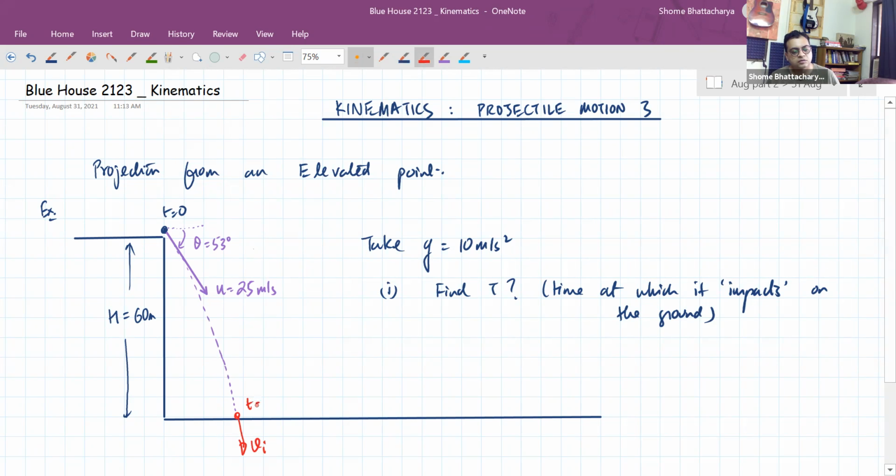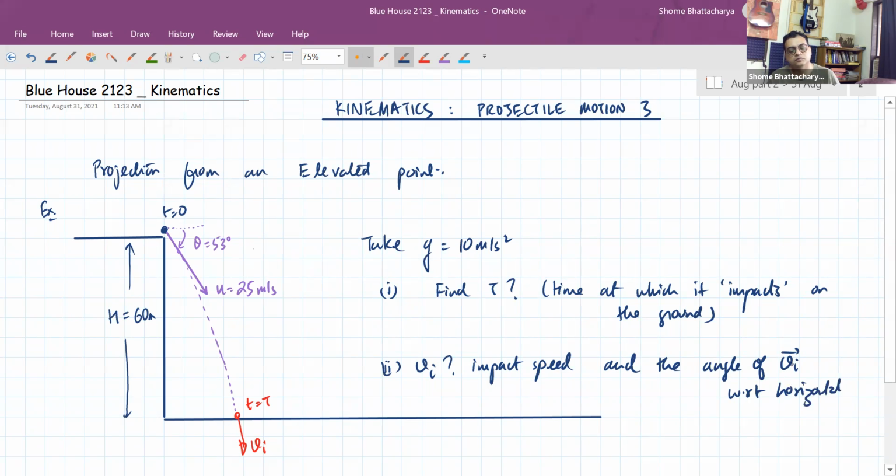That time is over here. You want to find the impact speed, okay, and the angle of the impact velocity with respect to the horizontal. Okay, and we want to find this distance r. Okay. And finally, we want to also find the displacement and velocity at t equal to 1 second.